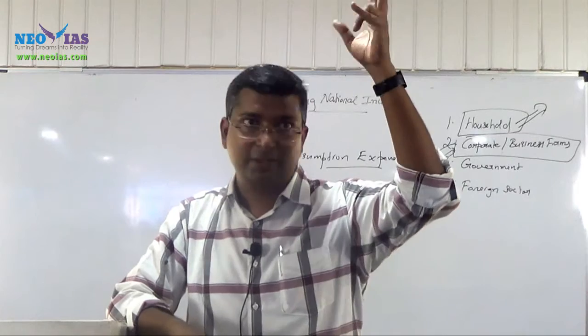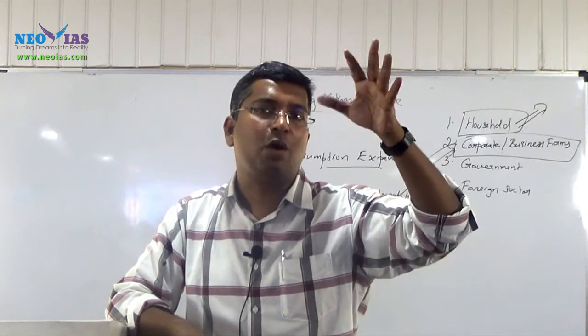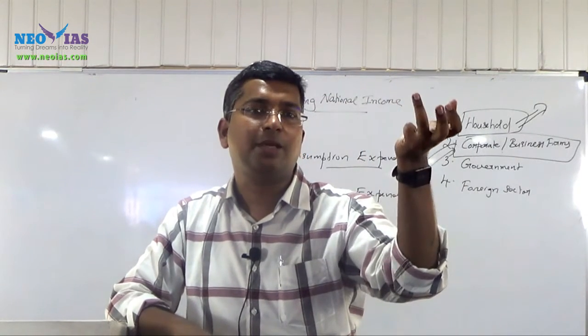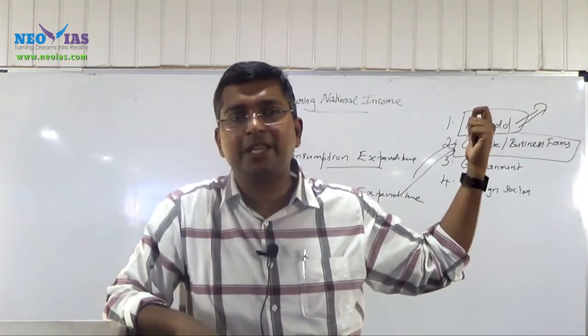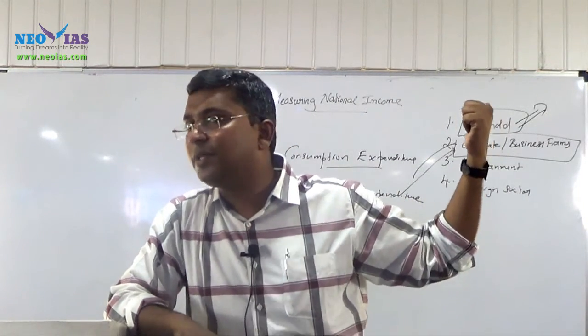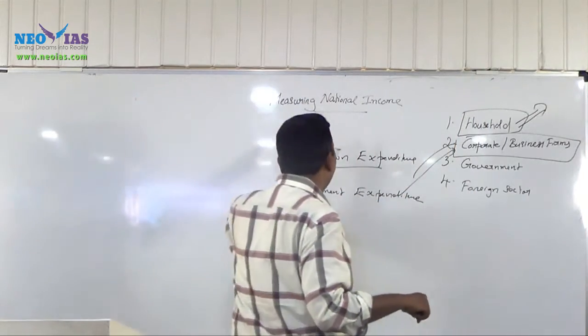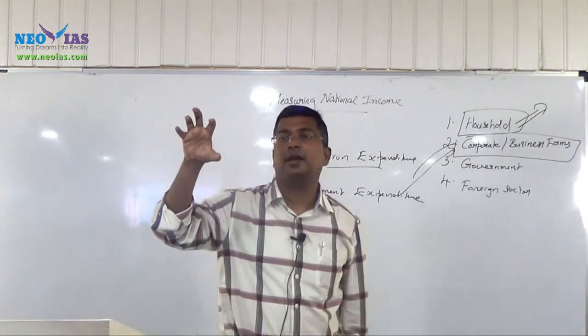So that is why one question was wrong. They had given only consumption expenditure and investment expenditure. What were missing? Government expenditure and foreign sector were missing. So if you add all the four, you will get national income.